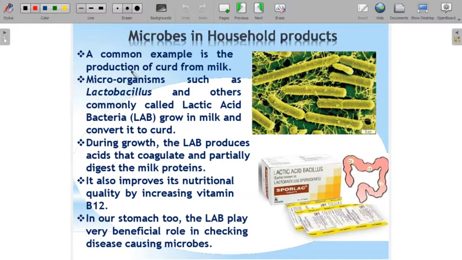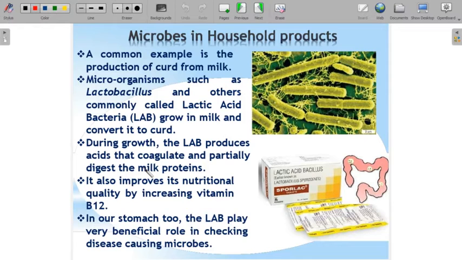Curd, or the production of yogurt or yogurt-like products, is a common example of the fermentation activity of microorganisms. The common example is curd from milk. Microorganisms such as Lactobacillus delbrueckii, where the genus is Lactobacillus, commonly called lactic acid bacteria (LAB), grow in milk and convert it into curd. During growth, the lactic acid bacteria produce acids that coagulate and partially digest the milk proteins, which is called curd. So what is the role of Lactobacillus? There are three important roles. The first thing is they convert the milk into curd.